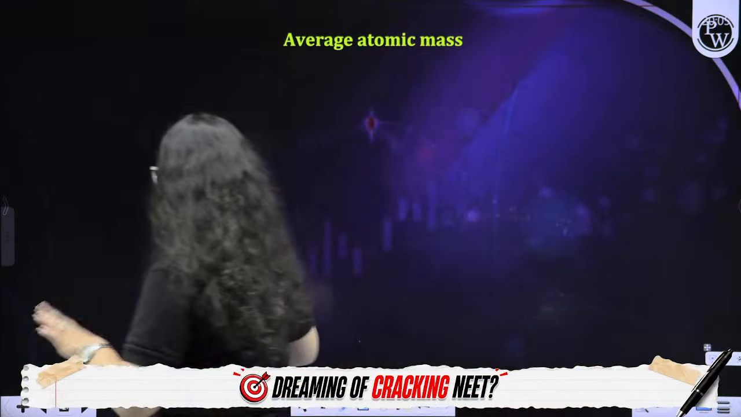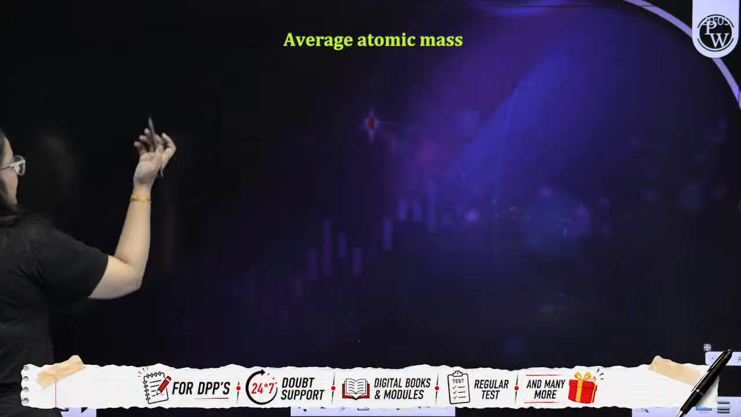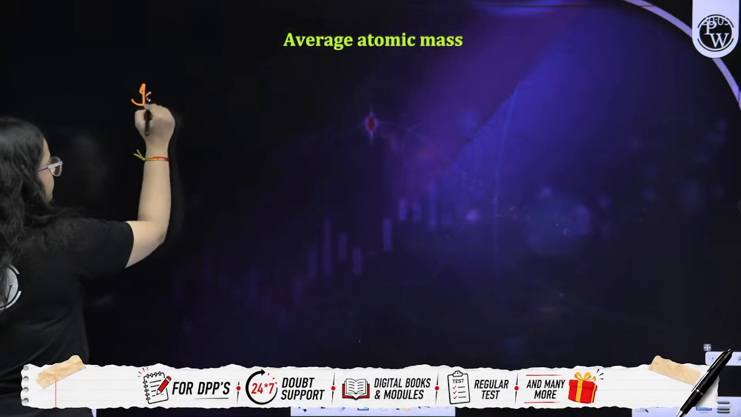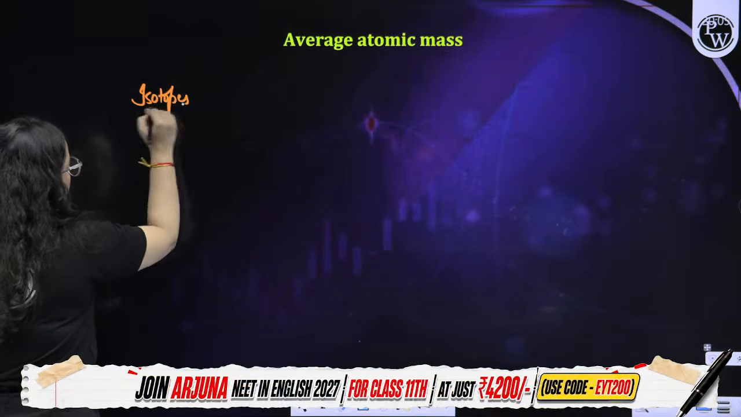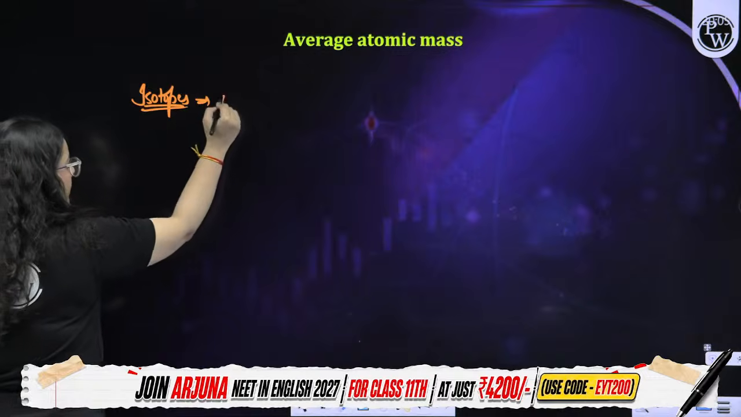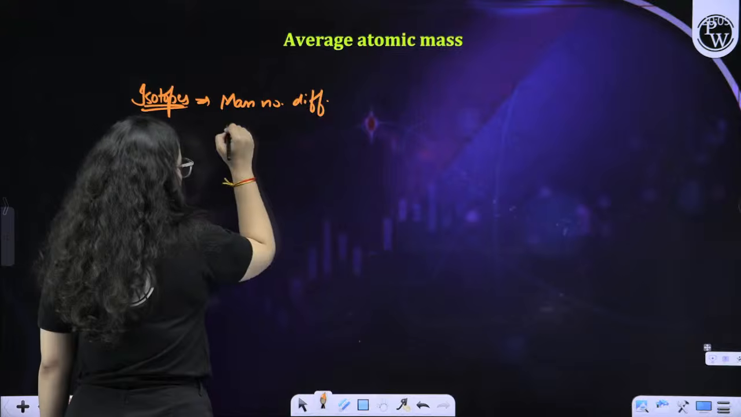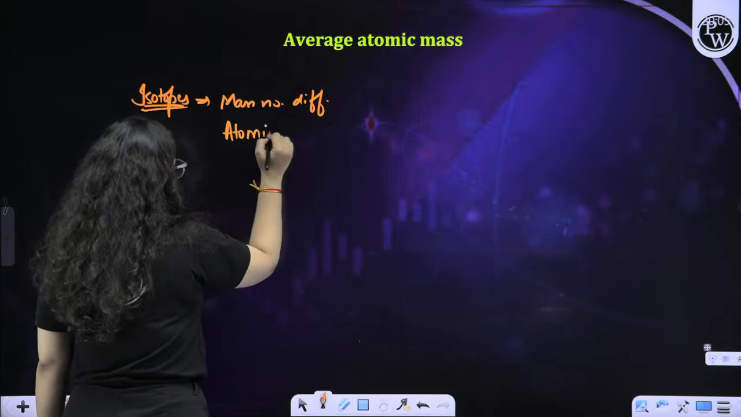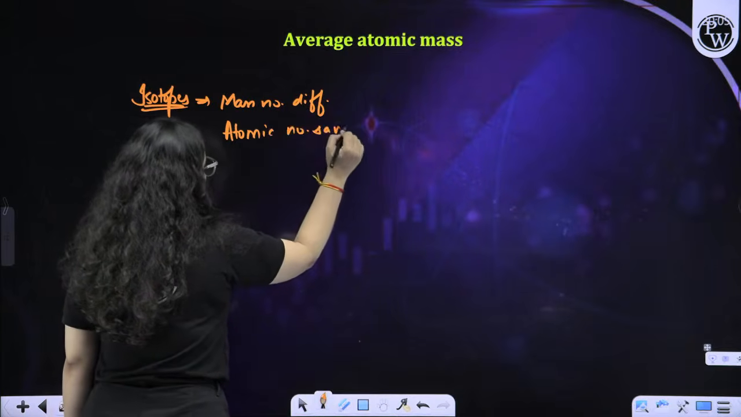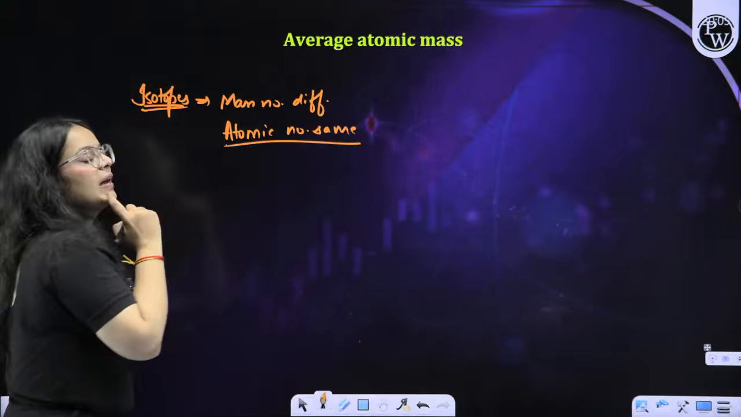So there is an average concept. What is the average concept? That we do have different isotopes. Isotopes have different mass numbers. Mass number is different, but the atomic number is the same. So in that scenario, we use the term average.